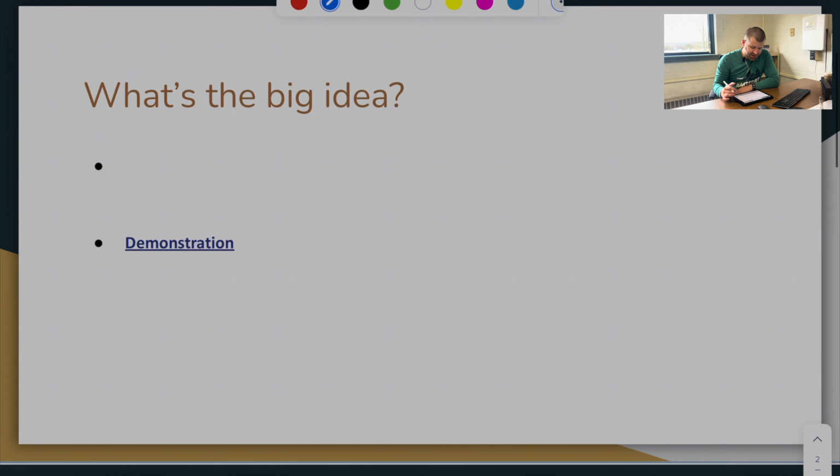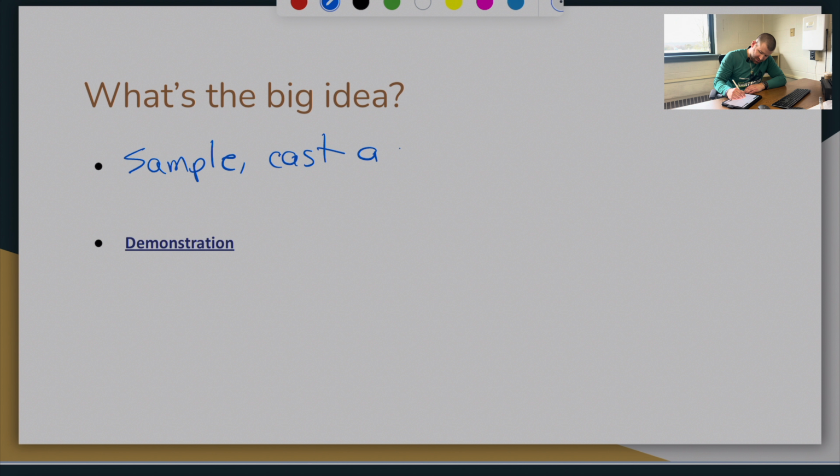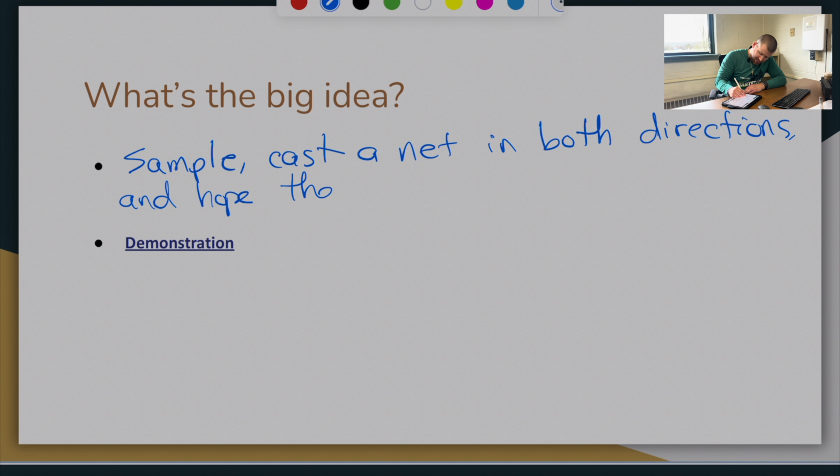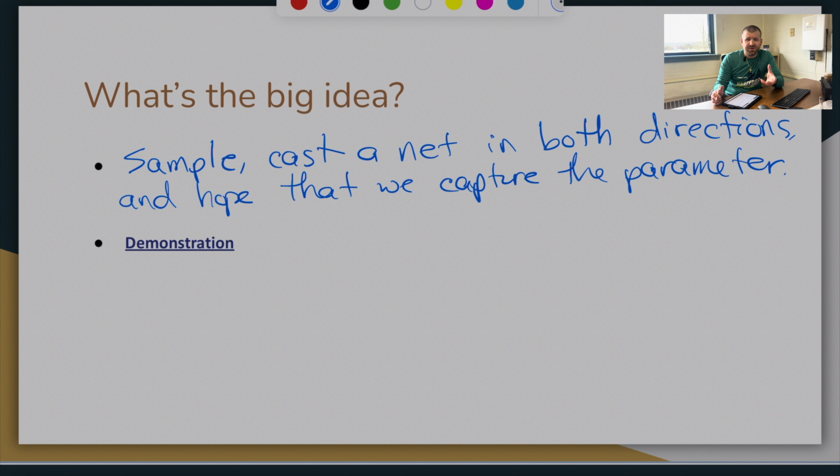Now, the big idea behind confidence intervals is we're going to take a sample, cast a net in a certain direction, and I really mean in both directions, and hope that we capture the population number. That is the idea, that I'm going to take one sample that I hope is representative, cast a net in both directions, and hope that the true population number is in there.